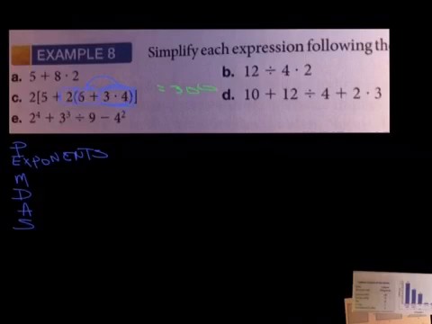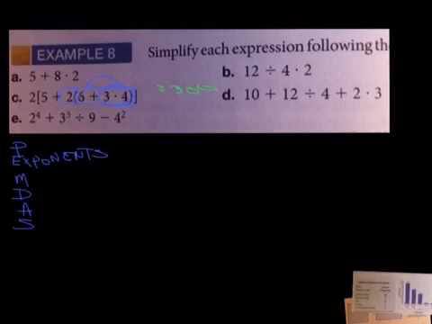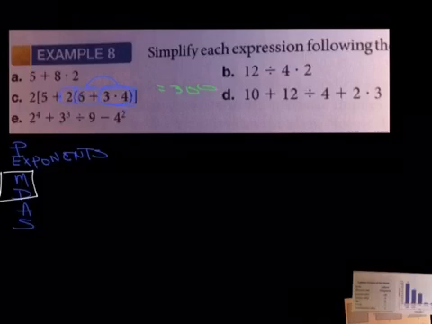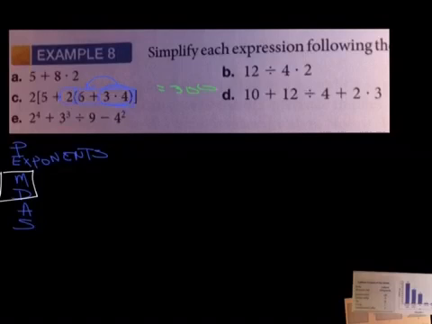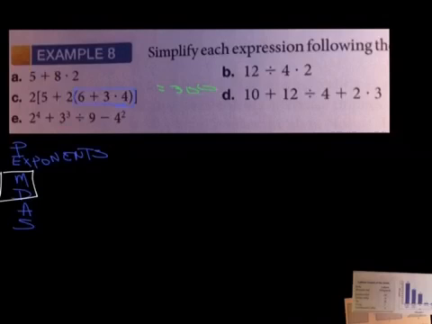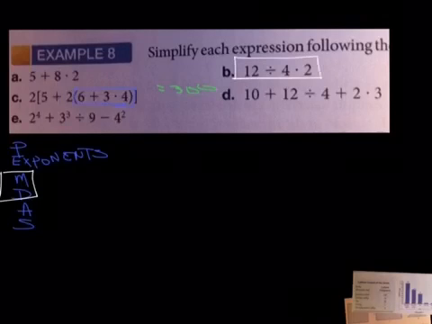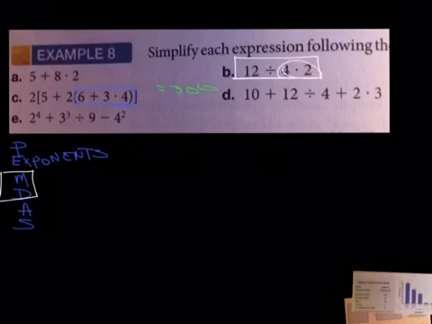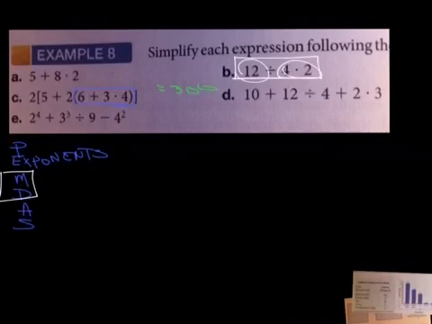Because after the M comes a D for division, and then an A for addition, and an S for subtraction. Now this is where it gets a little tricky. The M and the D is multiplication and division, and that means multiplication and division from left to right, whichever order it happens. So, for example, let's look at B. It says 12 divided by 4 times 2. So which one do I do? Do I do the multiplication first, or do I do the division first?